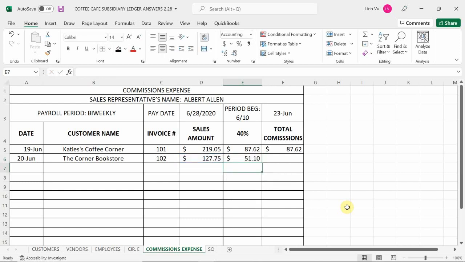So he has earned $51.10. So this one, I want you to create a running balance here as well. So we're going to add these two numbers to say at the end of the 20th, he has racked up a total of $138.72. Okay.